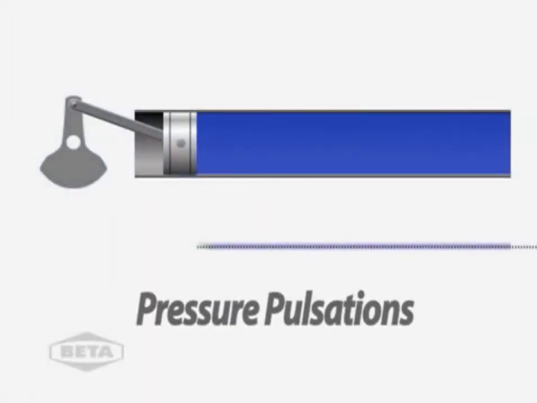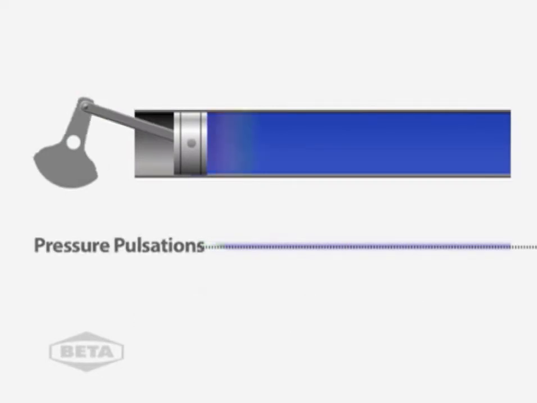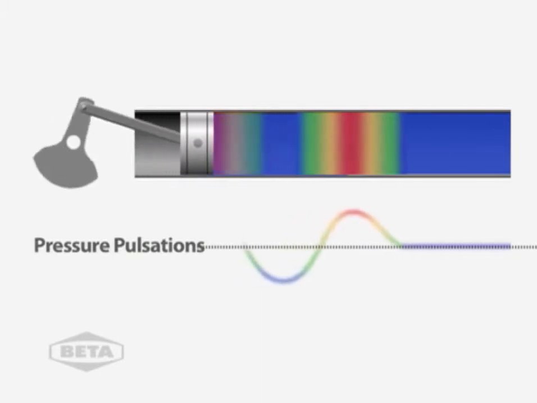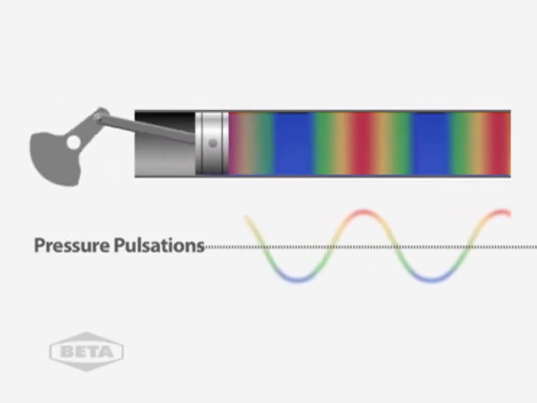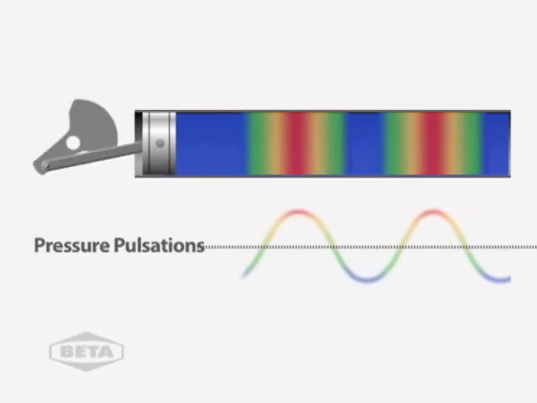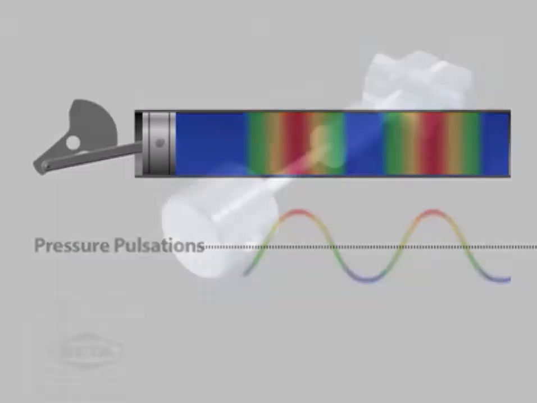Pressure pulsations. Pulsations are created as gas enters or leaves a cylinder in short bursts. Pressure pulsations travel through the piping and vessels. Pressure can create very high unbalanced forces between 10 and 10,000 pounds peak to peak.